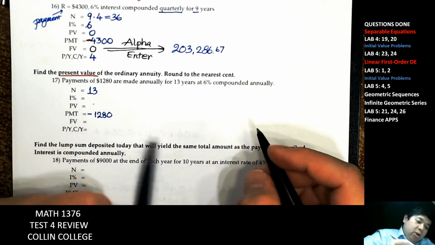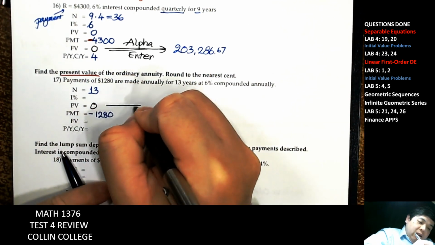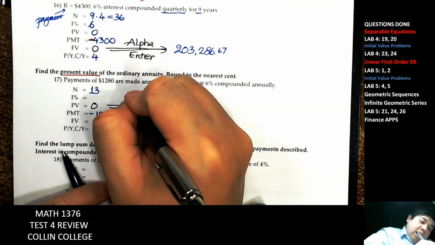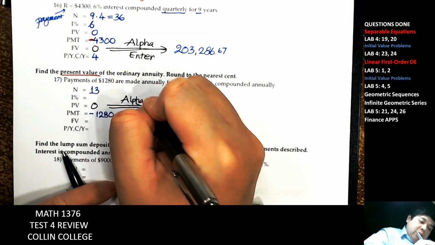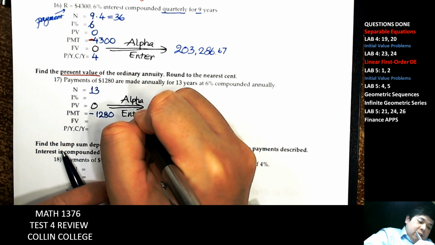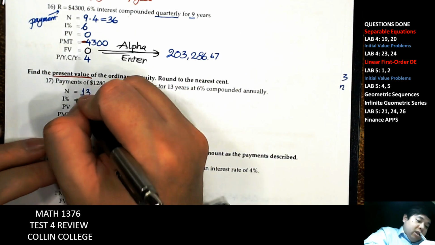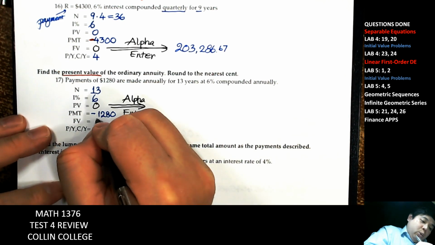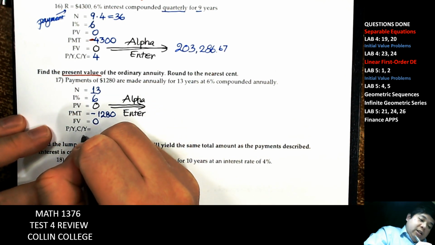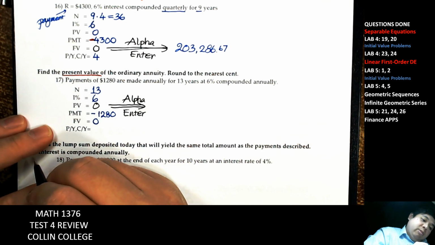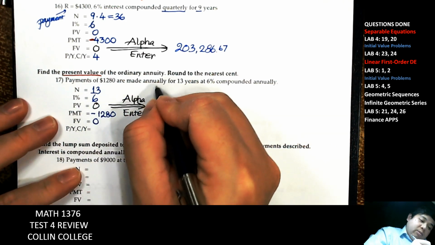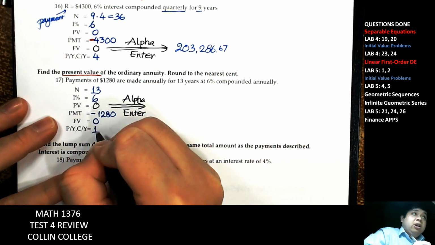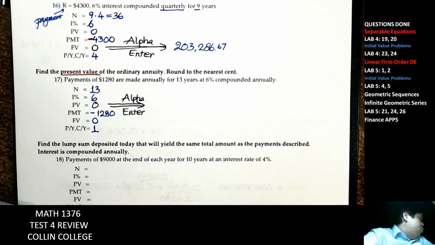We're going to put 0 at the moment. Later on, that will be alpha and enter. The interest rate is 6%. Our future value we don't need to know, and annual means 1 time a year. So we just need to do that.